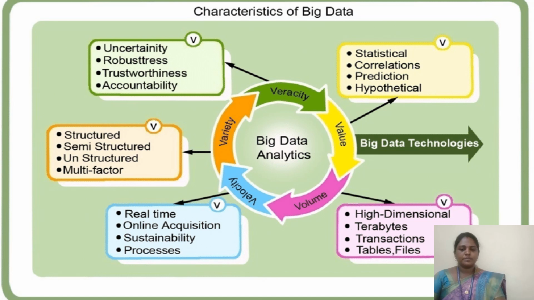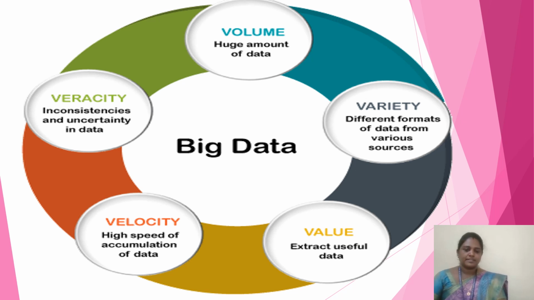Then volume, which is how much data can be stored. It is stored as high-dimensional data: terabytes, transactions, tables and files. That represents the volume. Then velocity. What do we mean by velocity? It covers real-time applications, online acquisition, sustainability and processing. It will be represented in the diagram. Next we discuss the same thing, the characteristics of big data, also represented in the diagrams with veracity and volume.